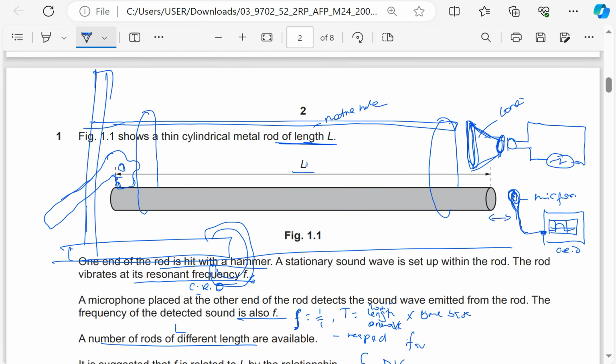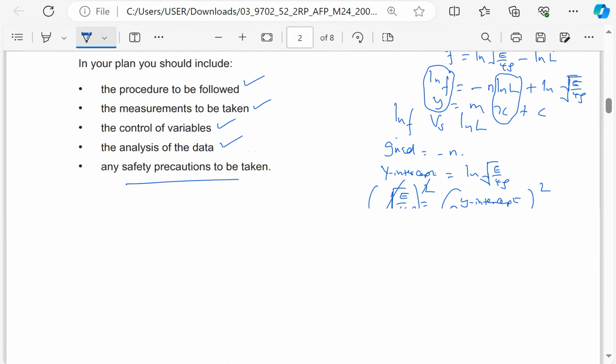I'm going to draw a better diagram. What is missing here? I'm going to put a sand tray at the bottom here, or a cushion, just in case it rolls off. Yeah, I think that is good enough to go. So I'm now going to draw a better diagram on the next page.